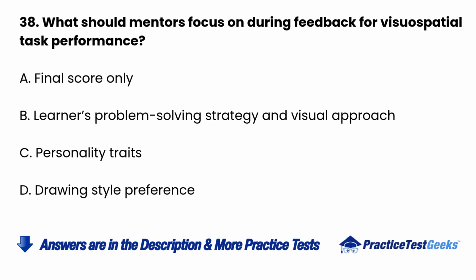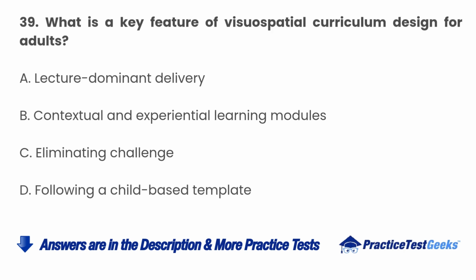38. What should mentors focus on during feedback for visuospatial task performance? A. Final score only. B. Learner's problem-solving strategy and visual approach. C. Personality traits. D. Drawing style preference.